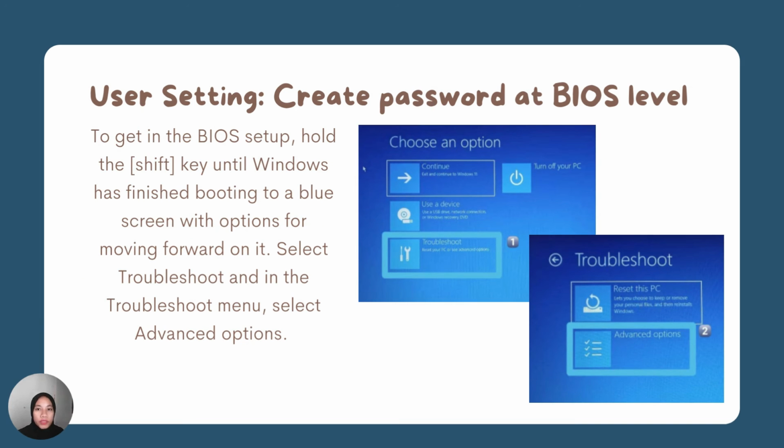So the first step, to get into the BIOS setup, hold the Shift key until Windows has finished booting to a blue screen with options for moving forward on it.